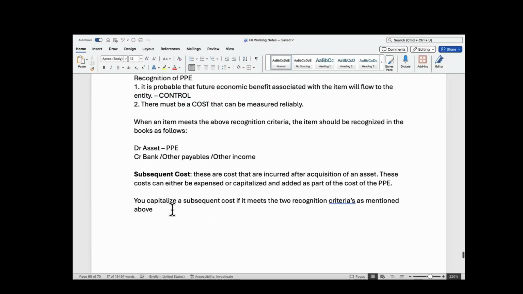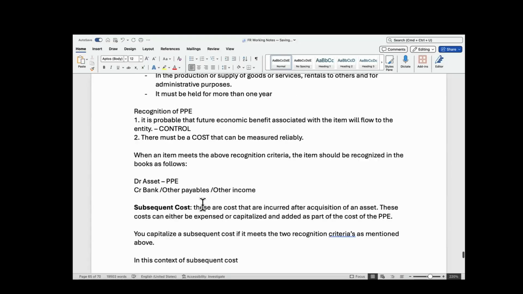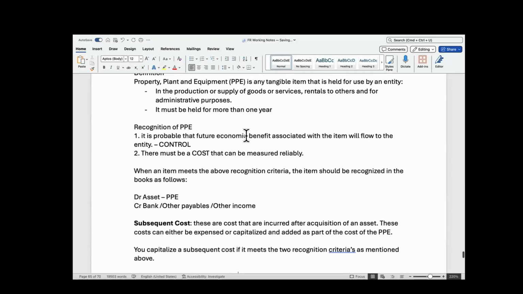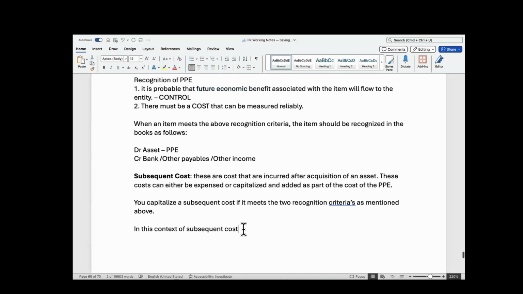And what does this mean? You see, in this context of subsequent costs, what does that mean? That you incur additional cost after you have acquired an asset. You now say that before you can capitalize it, it must be able to generate future economic benefit. It must have a cost that can be measured reliably.